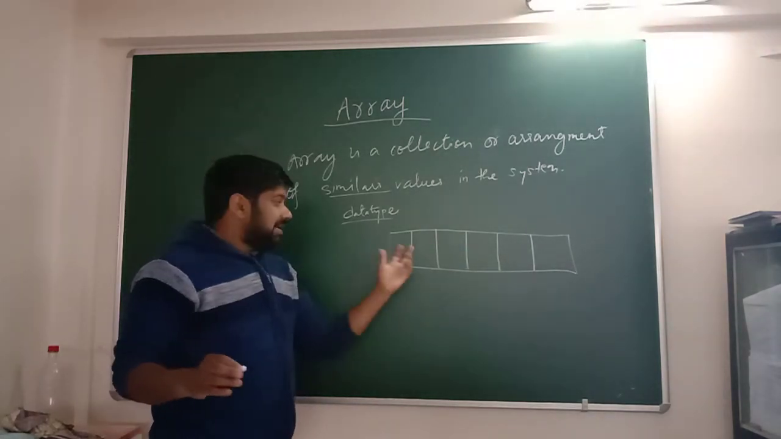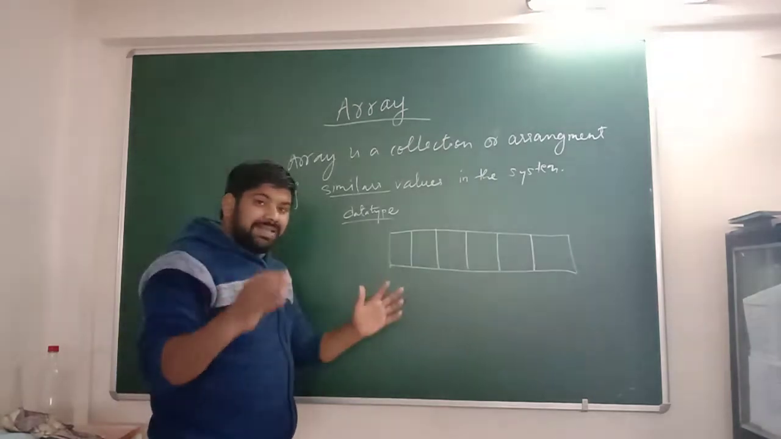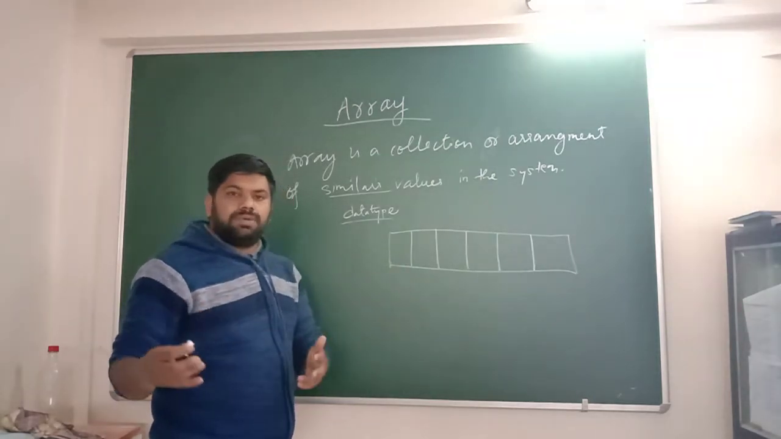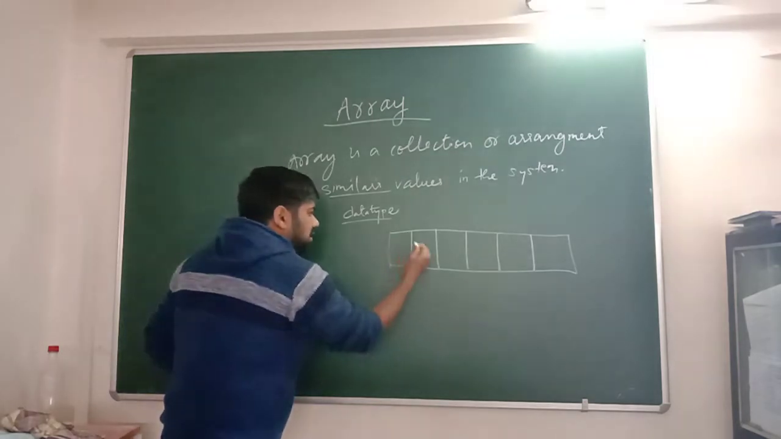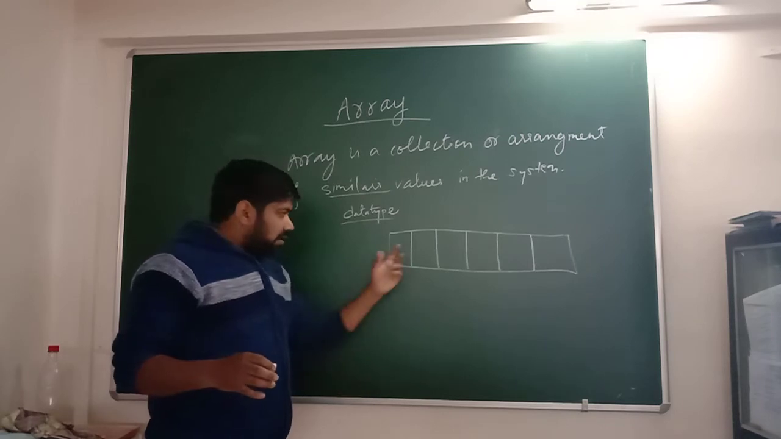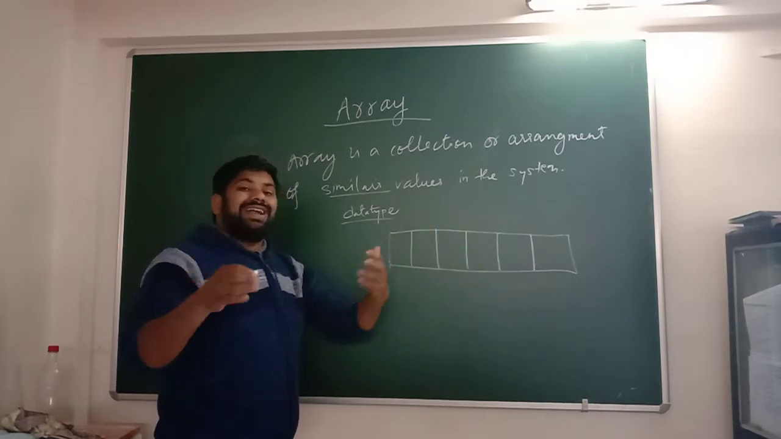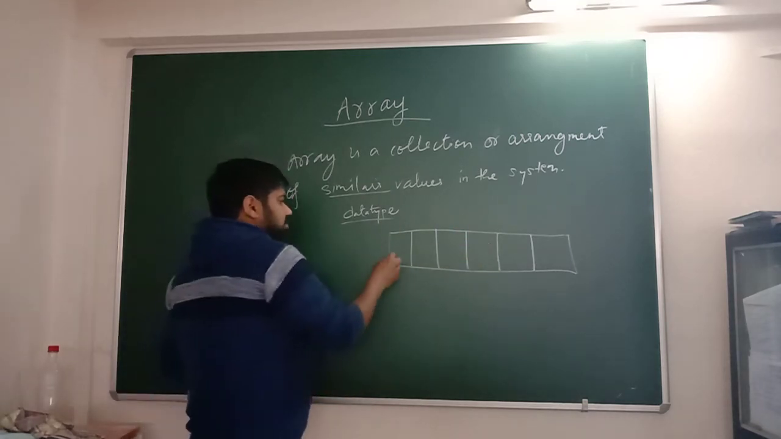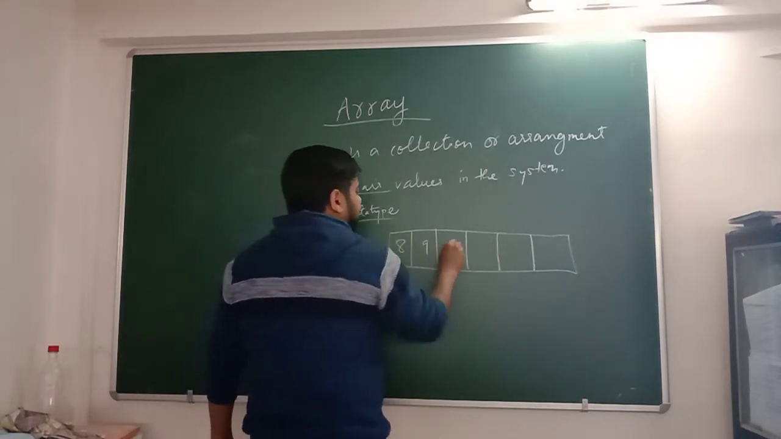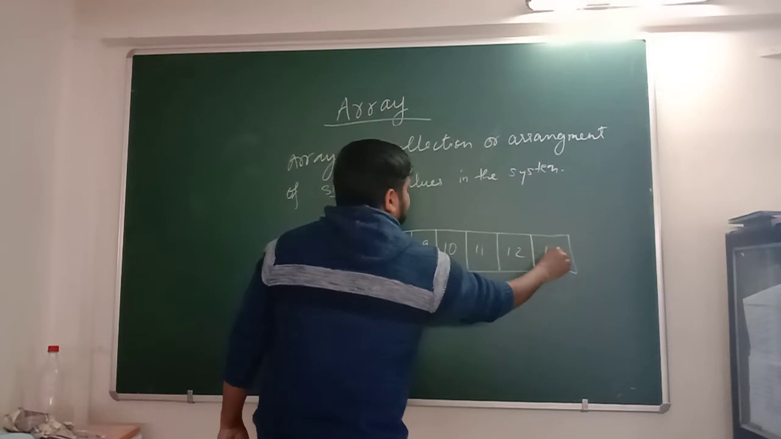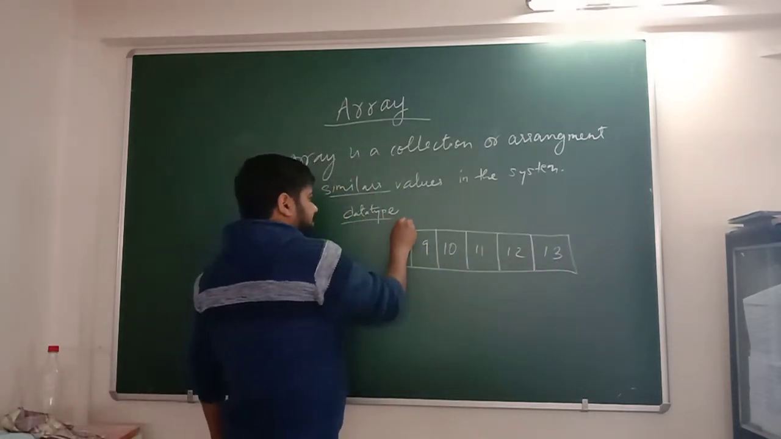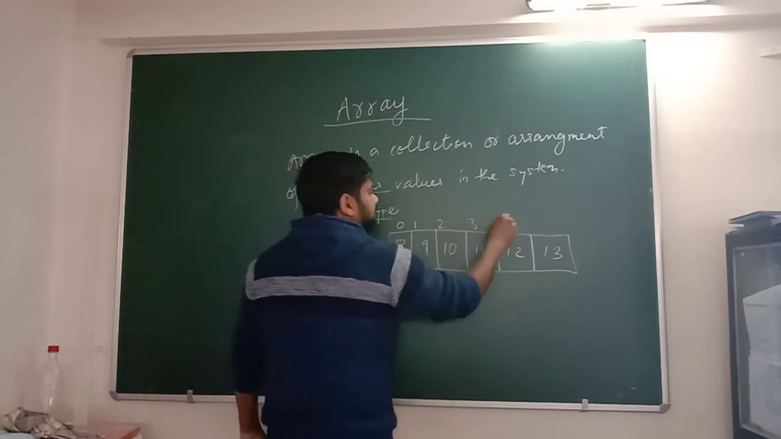For example, I am collecting numbers here. That means what type of numbers do I want? Either it might be a decimal or a whole number. If it's a whole number, all the locations should contain whole numbers, and if it's a fractional number, all the locations should contain fractional numbers. So I am writing the numbers 8, 9, 10, 11, 12 and 13, and below them 0, 1, 2, 3, 4, 5.